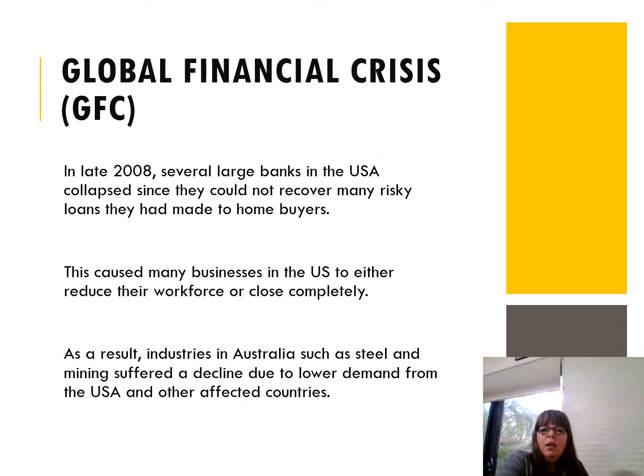Okay, so the global financial crisis happened. In late 2008, several large banks in the USA collapsed since they could not recover many risky loans that they had made to home buyers. This caused many businesses in the US to either reduce their workforce or to close completely. As a result of the global financial crisis in Australia, industries such as steel and mining suffered a decline due to a lower demand from the USA and other affected countries.